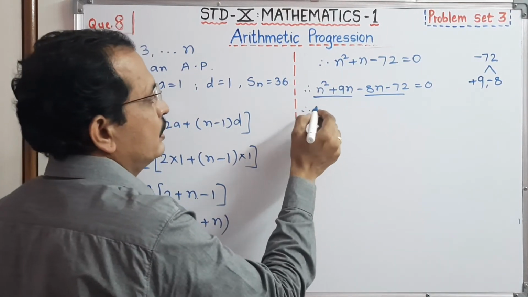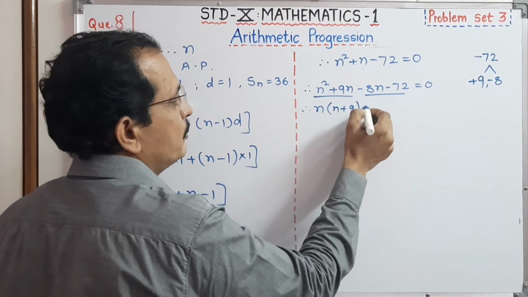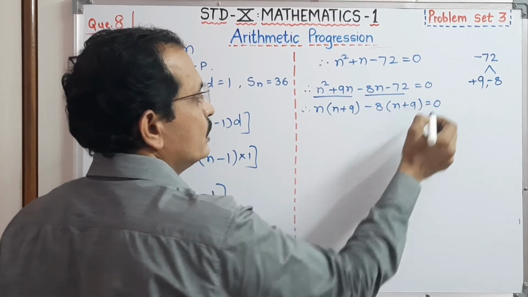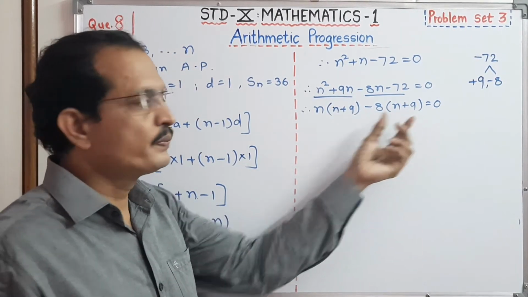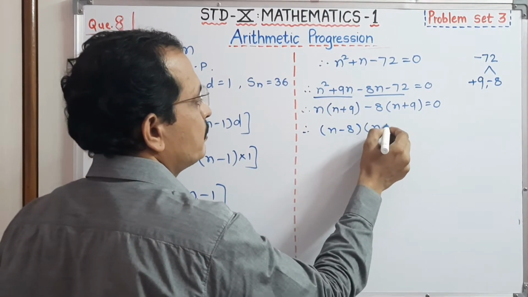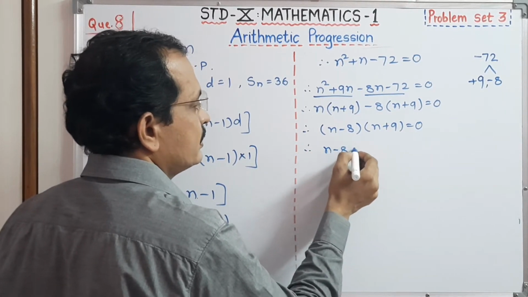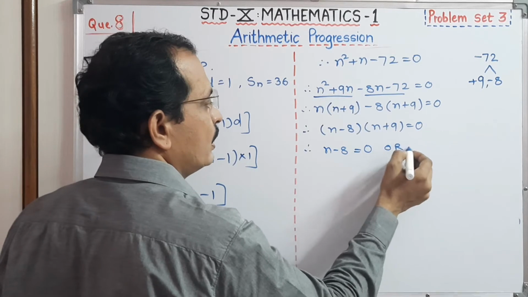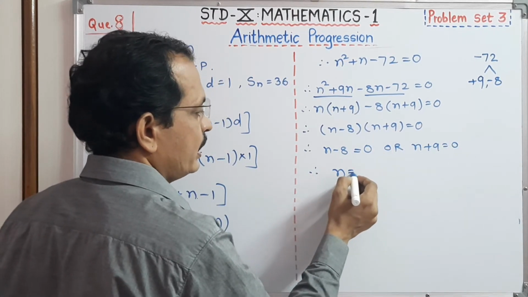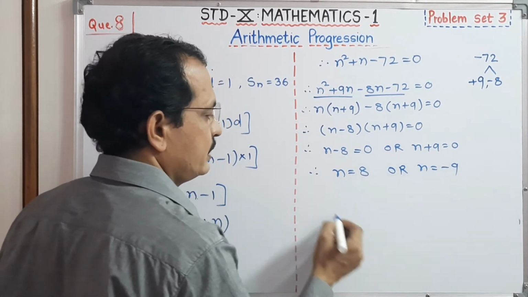See here, we take n as a common factor, therefore (n + 9)(n - 8) is equal to 0. I think everyone understood this. Now see here, (n - 8)(n + 9) is equal to 0. Therefore n - 8 is equal to 0, or n + 9 is equal to 0. Therefore we got here n is equal to 8, or n is equal to -9.